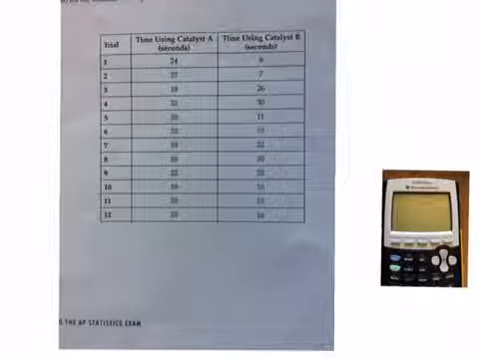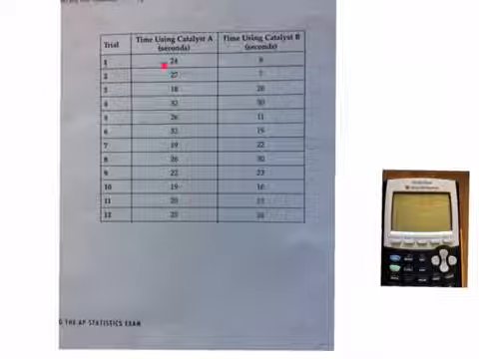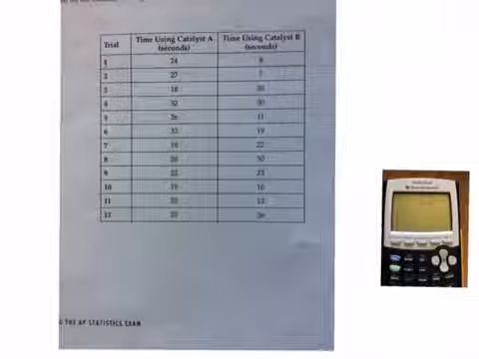So the question was talking about basically a catalyst for a chemical reaction. So this is catalyst A and this is catalyst B. Actually, just by looking at the data, it looks like catalyst B, they have much quicker times overall. But let's take a look at what that looks like with our box plots.